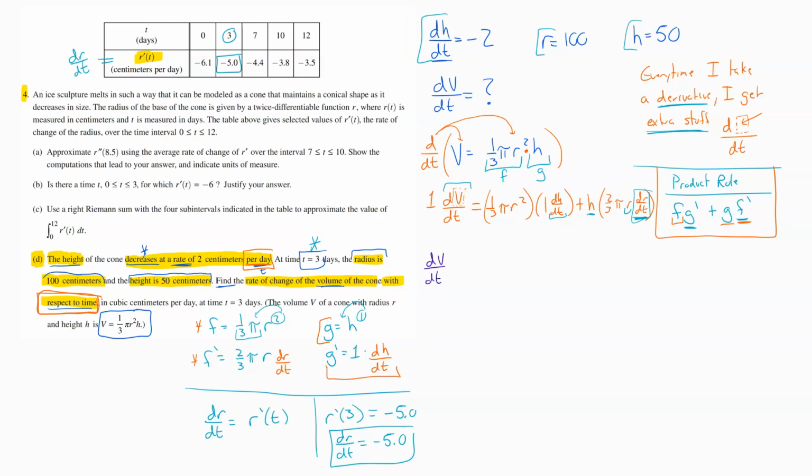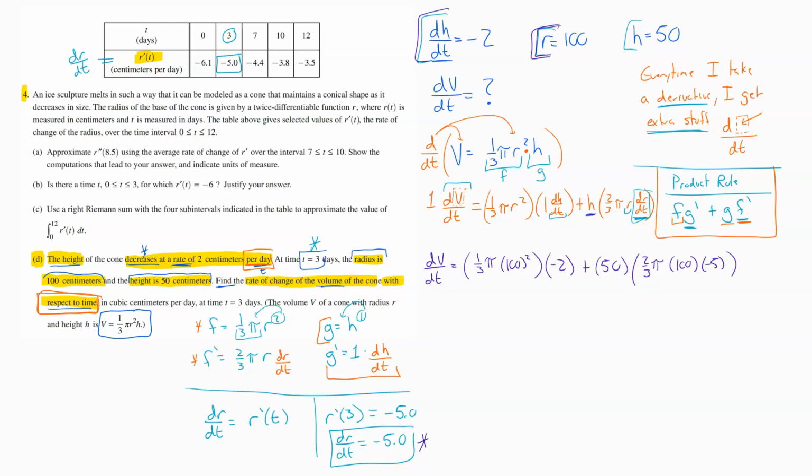So from there, now we just begin the process of plugging everything in. We get dv dt is going to equal 1/3 pi, then we need our radius squared, so that's going to be 100 squared, and then we don't need that 1. dh dt, they're telling us, is -2. Plus, and then out of there, you're going to get h, which is 50, times 2/3 pi. Then our radius, again, is 100. And then our dr dt was that last missing piece. That's going to be -5.